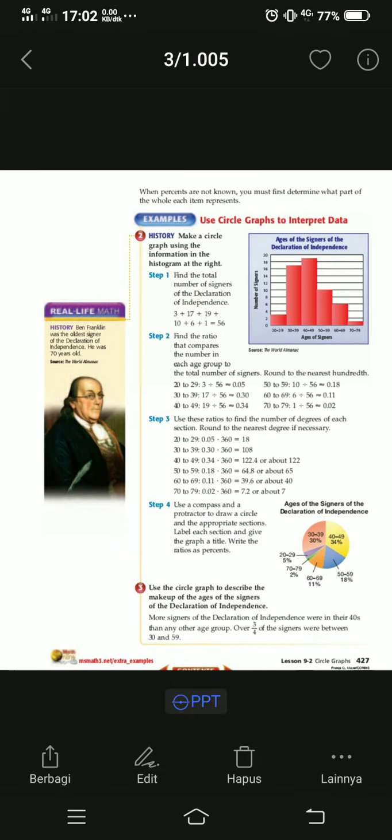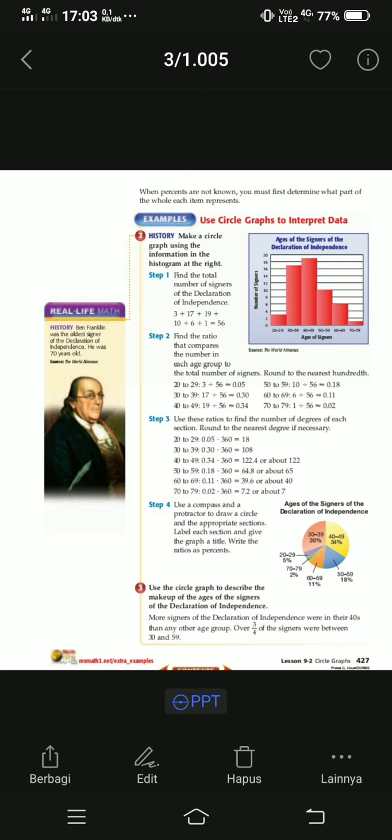Bisa dilihat pada Step 3. Step 4. Use a compass and a protractor to draw a circle and the appropriate sections. Label each section and give the graph a title. Write the ratios as percents. This is the diagram of the ages of the signers of the Declaration of Independence.